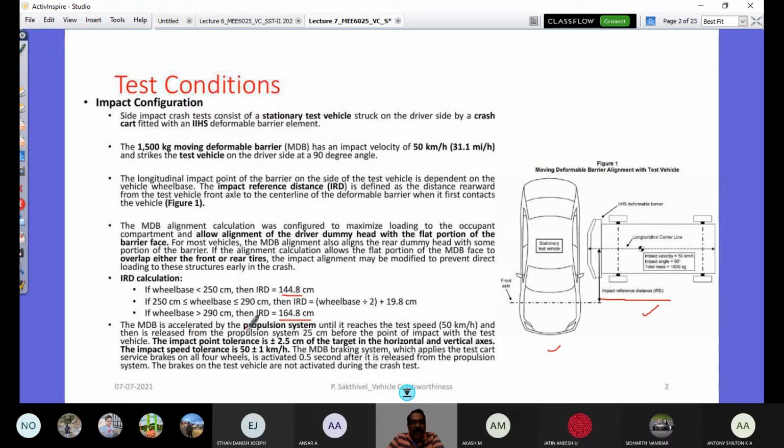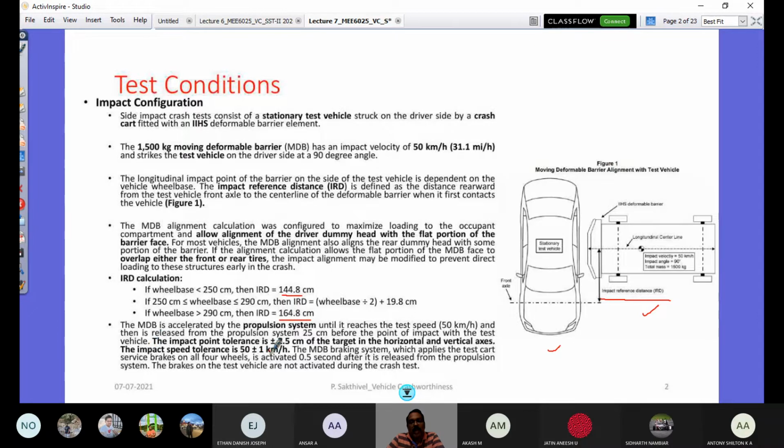This MDB is accelerated by the propulsion system. As we saw in the morning video, the front is connected to a chain and the rear has a rope, and it is propelled by the pulley system. You could have witnessed it in the video. That would be underneath this complete test track, propelling it towards the barrier. Here the MDB will be propelled towards the test vehicle until it reaches a speed of 50 kilometers per hour, and then it is released from the propulsion system 25 centimeter before the impact with the test vehicle, which is similar to the morning test we have gone through.